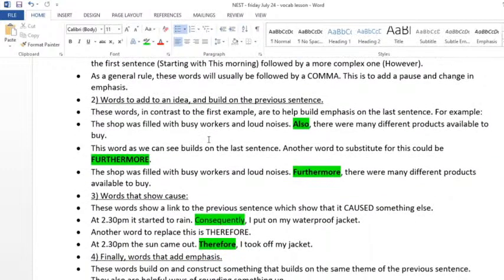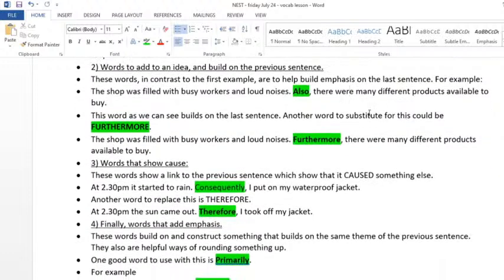Okay, the second form of transition sentence starters are words that add to an idea or build on the previous sentence. These words, in contrast to the first example, are to help build emphasis on the last sentence. For example, the shop was filled with busy workers and loud noises. Also, there were many different products available to buy. So this is building on the idea of the shop being busy and active. It's also got a wide range of products available.